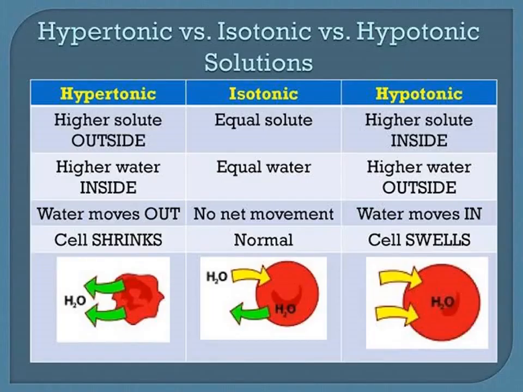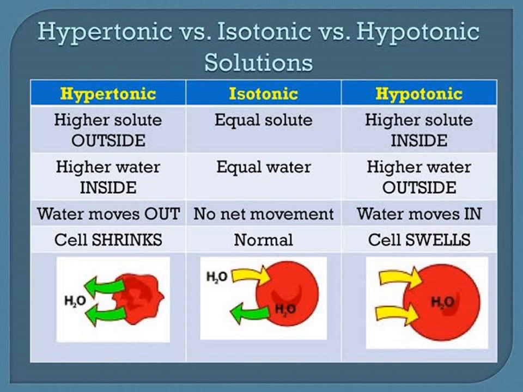Now moving to next topic, types of solutions on the basis of concentration. So there are three types of solutions. Number one, hypertonic. Number two, isotonic. Number three, hypotonic solution. So let's discuss one by one each. Hypertonic. Hyper means more. Isotonic. Iso means same. Hypotonic. Hypo means less. So first is hypertonic. It is that solution in which more concentration of water is present inside the cell.